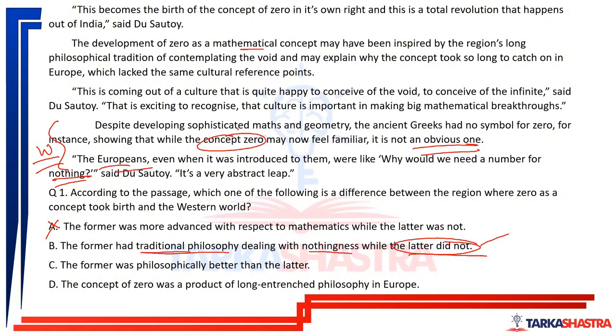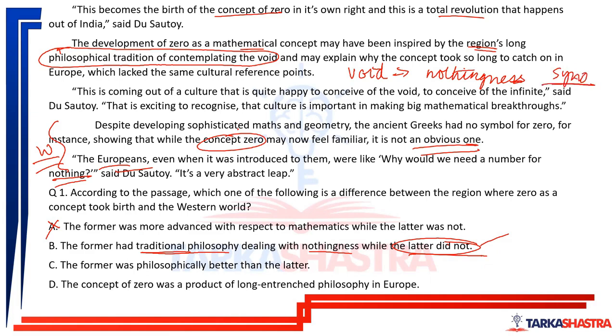So the first one, okay, here the region where zero came out to be. The concept of zero is a total revolution, and it also had a philosophical tradition of contemplating the void. Now, what does void mean? Void means nothingness. So what have they done? They have actually used some synonyms in the options. So we have to make sure that while we are reading the options and trying to find the answers, we are able to correlate the synonyms.